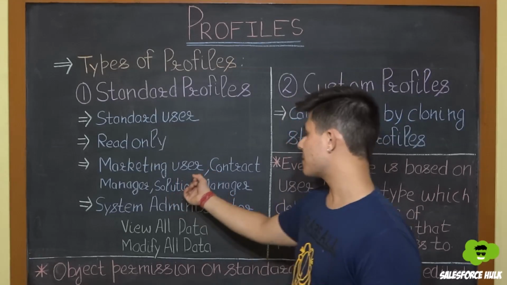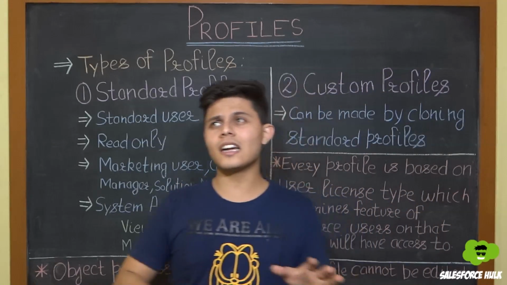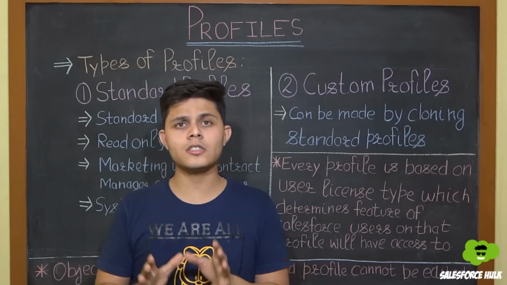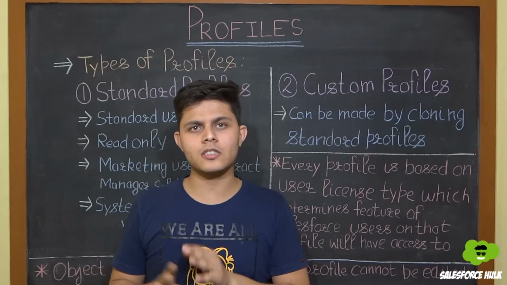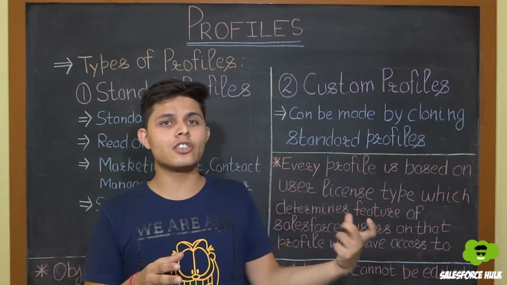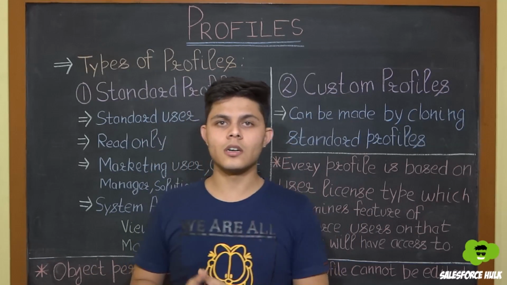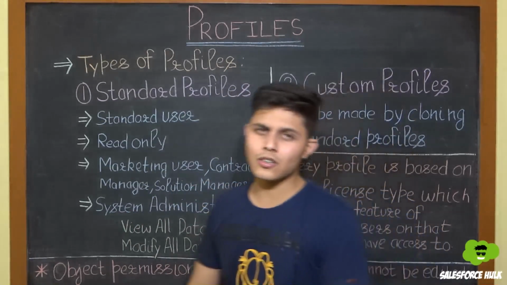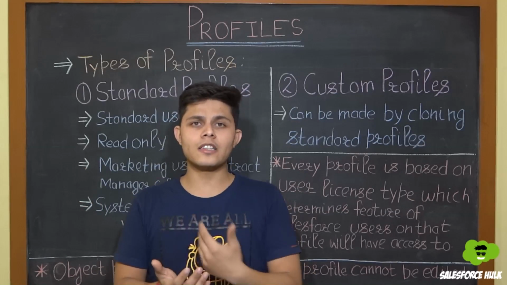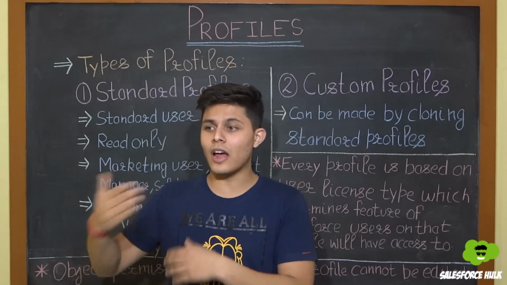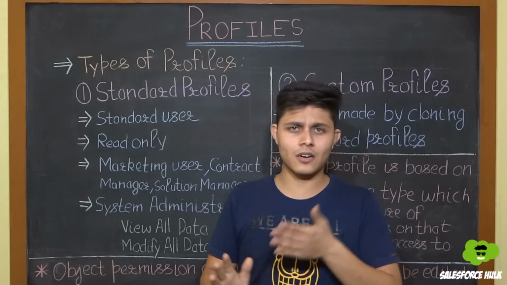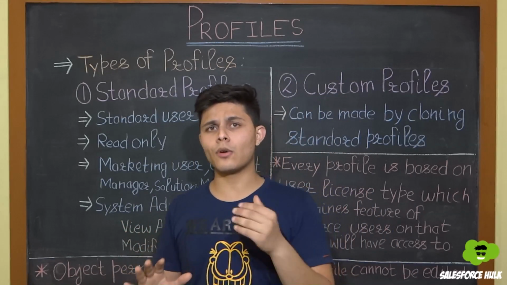Then come the next profiles like marketing user, contract manager and solution manager. These are some standard profiles which have different permissions, including the permissions of standard user. What that means is that marketing user has all the permissions which standard user profile has, but including some additional permissions which are required by a marketing user. And same goes with contract manager, and same goes with solution manager. They have different additional accesses according to their profiles or their job function. Like contract manager will have some more access on the contracts, and solution manager will have some more access on the solutions. It's simply like that. So we are not going to dive deep into it. I'm just explaining what standard profiles are.